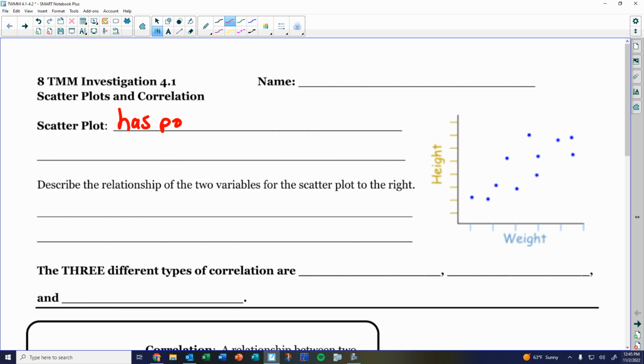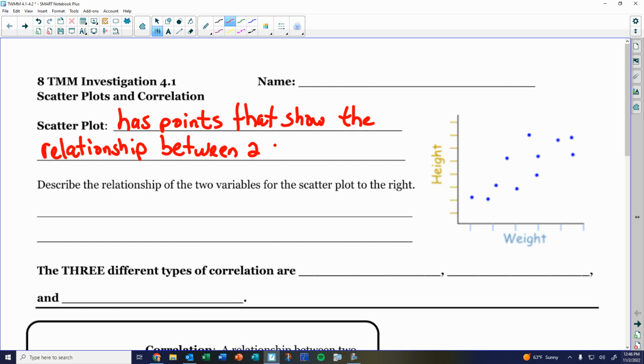has points that show the relationship between two sets of data. Give you a second to write that down. Has points that show the relationship between two sets of data.